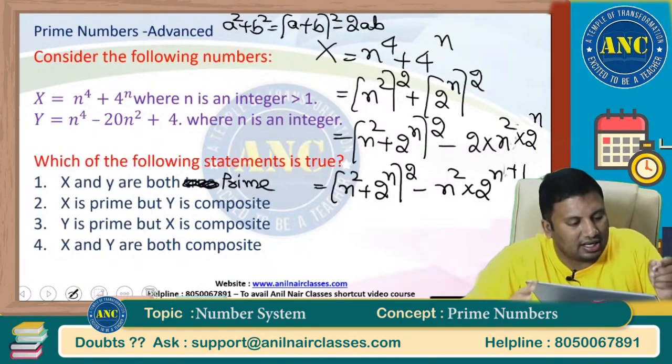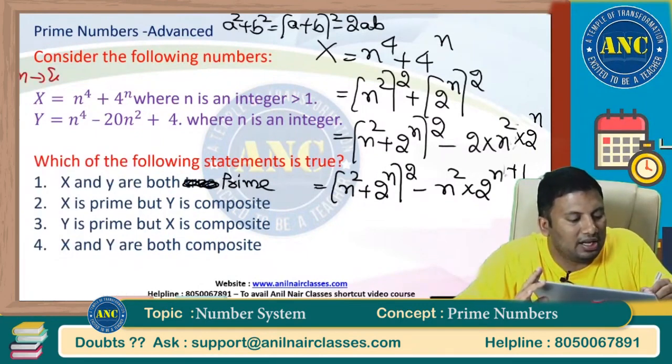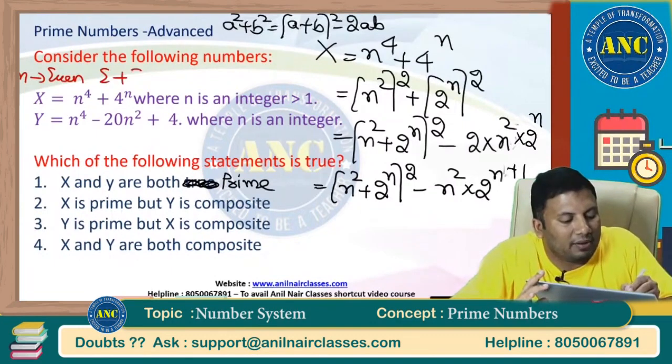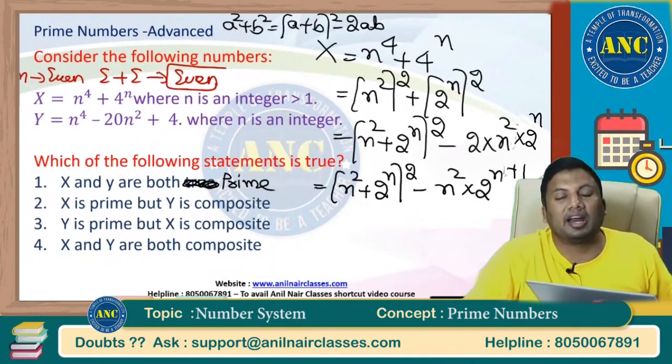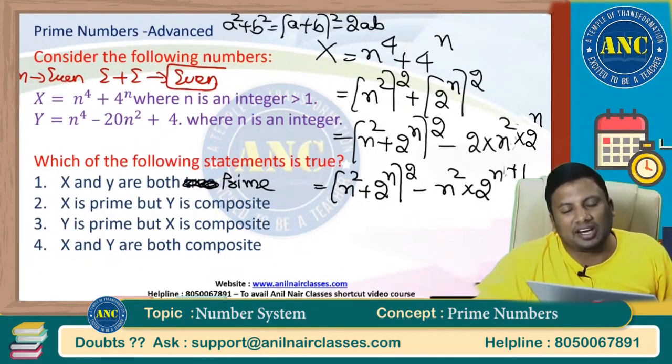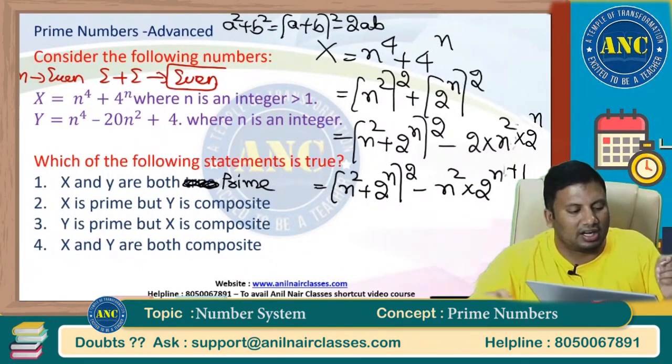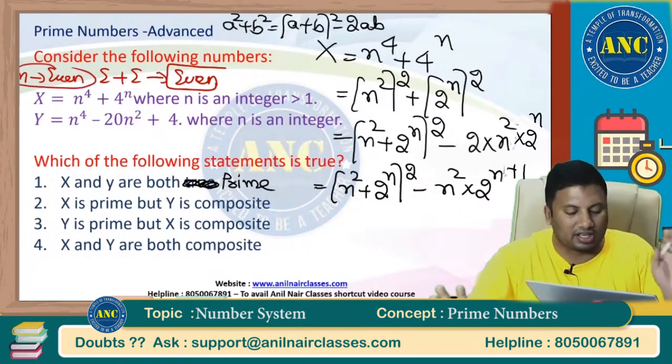If n is an even number, then even power of any number is even, and even plus even is even. The right hand side is an even number. Other than 2, all the prime numbers are odd. So n being even is not possible.